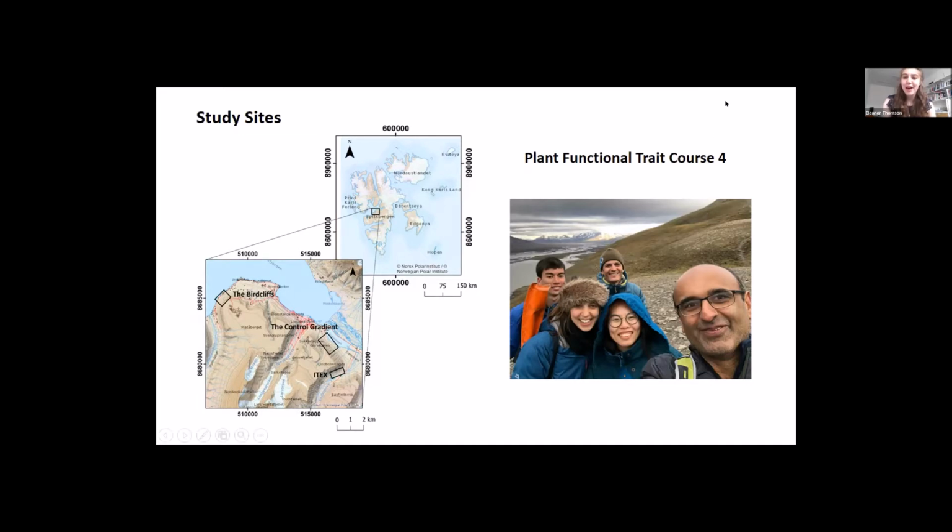But this year it took place on Svalbard, and we were the drone group, as you can see here. So there were lots of groups focusing on different aspects of vegetation, and the aspect we were focusing on was trying to upscale this field data and these sort of field level analyses to a wider landscape level.